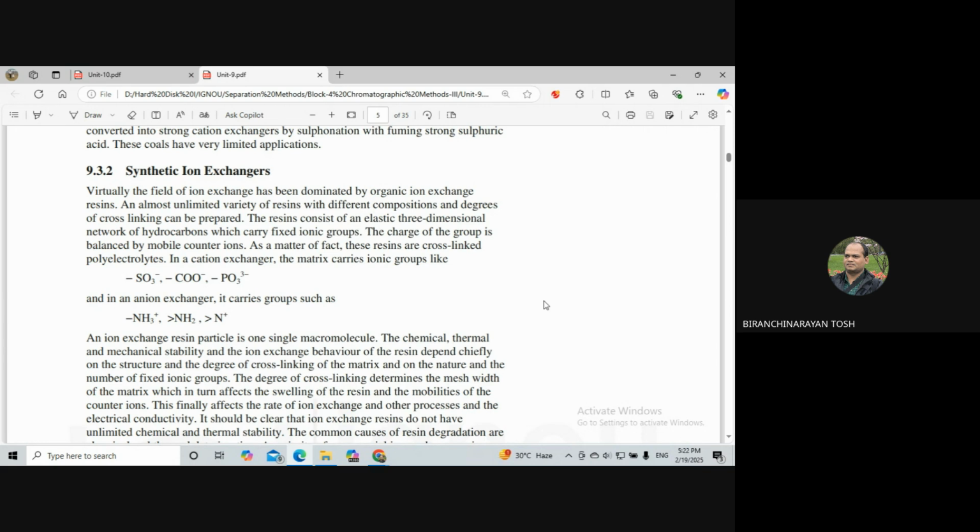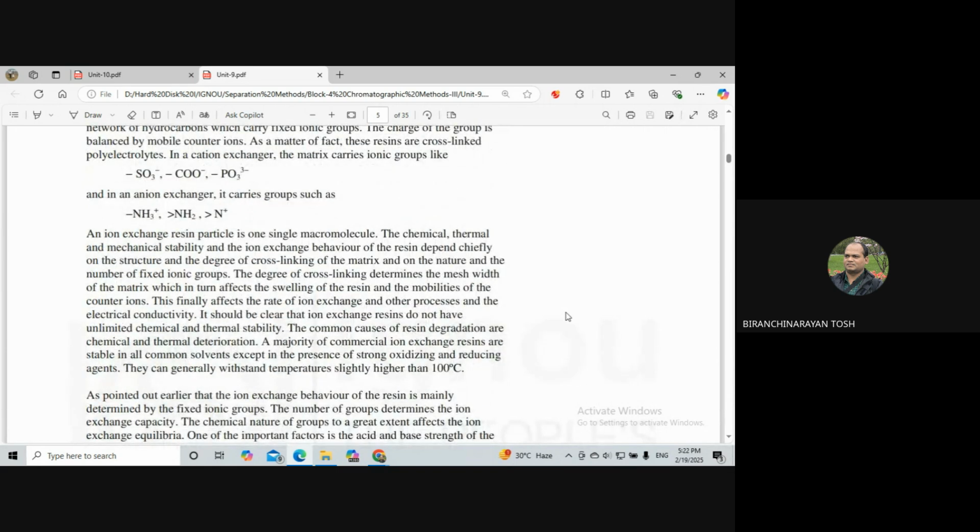An ion exchange resin is one single macromolecule. A particle is one single macromolecule. The chemical, thermal, and mechanical stability and the ion exchange behavior of the resin depend chiefly on the structure and degree of cross-linking of the matrix and on the nature and number of fixed ionic groups.